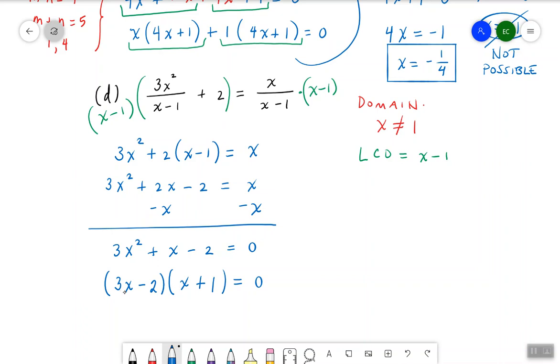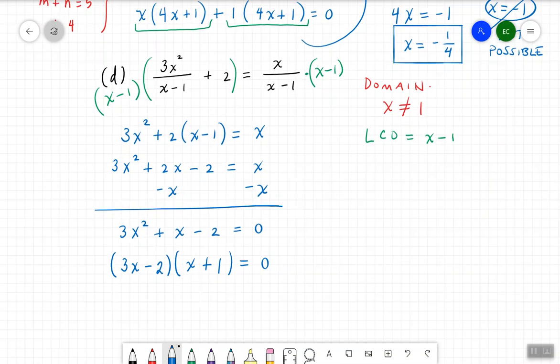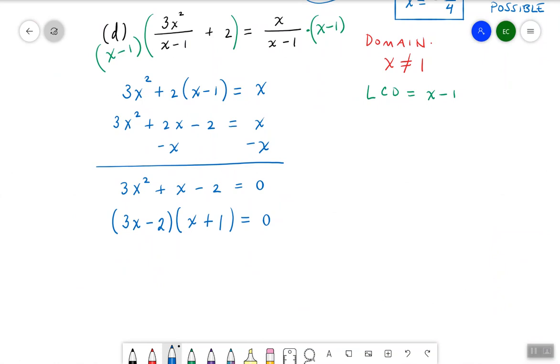So 3x squared and then plus 3x minus 2x is plus x. Minus 2 times 1 gives me the -2. So that worked out okay. And so now I can go ahead and set each factor equal to 0. If I add 2 and divide by 3, I get x equals 2/3. If I subtract 1 over here on the next equation, I get x equals -1.